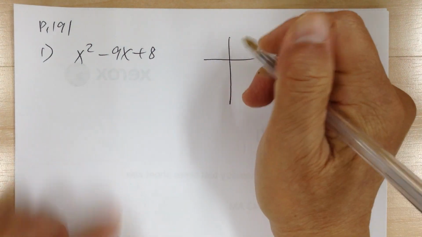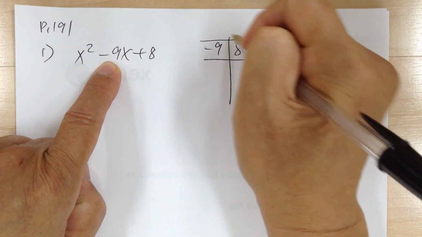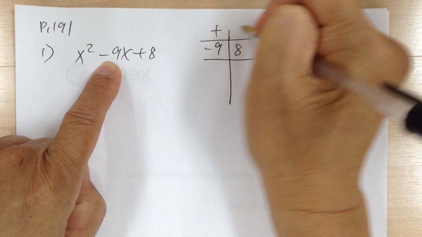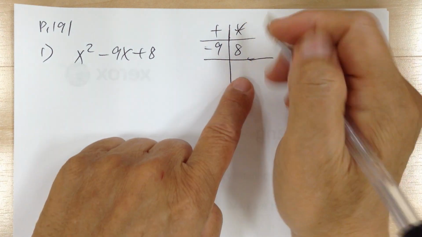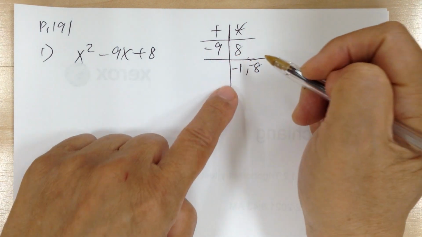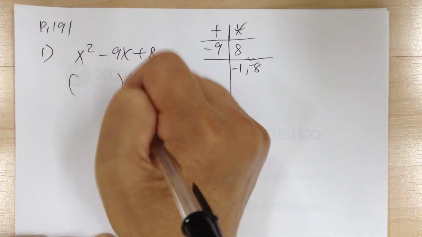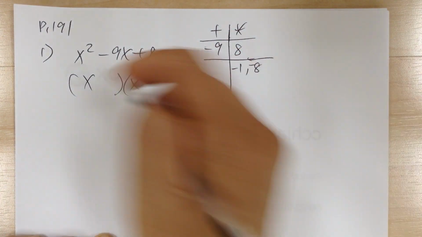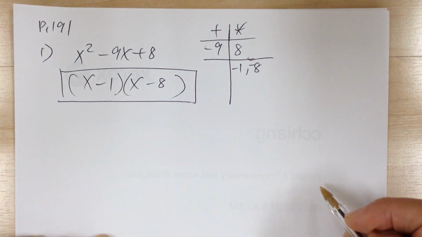So you need to get the negative 9 and 8. This is from adding, this is multiplying, right? You can start with 1, 8, but this will not give you negative, so you have to use both negative. So multiply, you get that, add, you get that, and that's it. So it would be minus 1, minus 8.